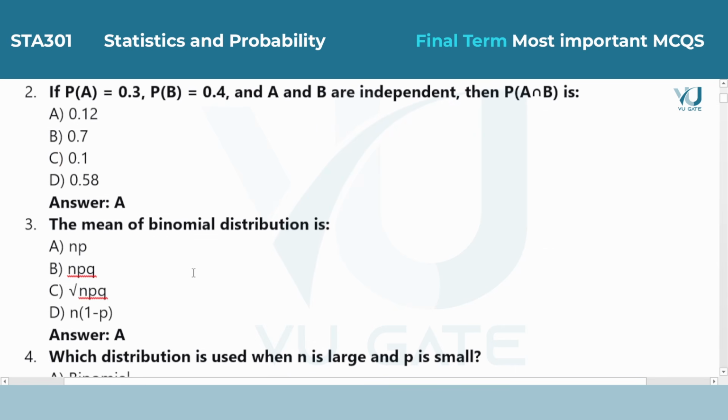Question: if P of A equals 0.3, P of B equals 0.4, and A and B are independent, then P of A intersection B is? Answer: A. 0.12. Explanation: for independent events, the probability of both occurring is found by multiplying their individual probabilities.